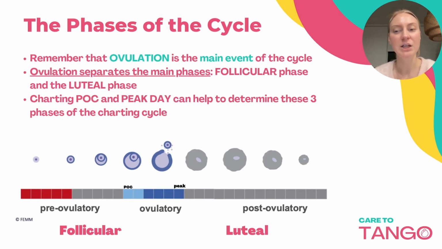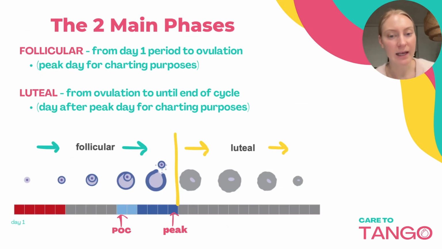Now remember that ovulation is the main event of your cycle, so ovulation separates the main phases, the follicular phase and the luteal phase. And when we chart, we're charting the POC and peak day, which can also help us determine these 3 charting phases. So the pre-ovulatory, the ovulatory, and the post-ovulatory. The 2 main phases, follicular and luteal, you can see that on the chart down below. So we have the follicular going all the way up until peak day, and then we have our luteal phase, which happens after peak day.